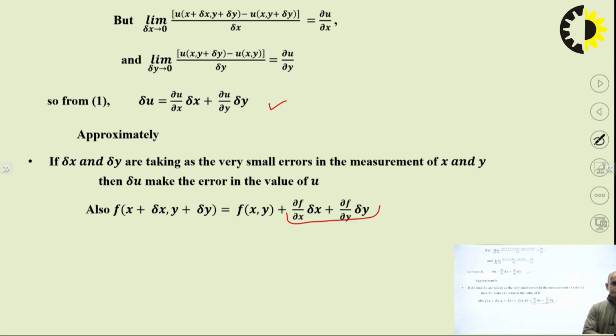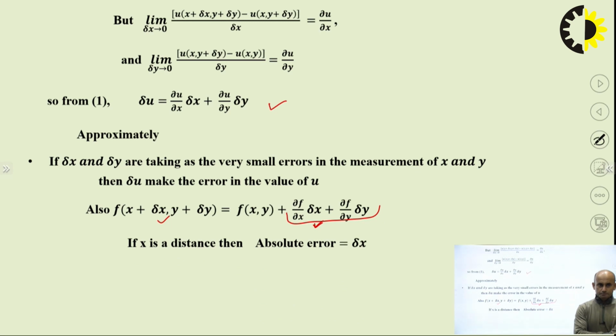We have u as a function of x, y, then we have the formula for u, and if we have a function f as a function of x, y, then the approximate value of that function will be this one, and this part is the approximate error in the function if we have small changes delta x and delta y in the values of x and y respectively.